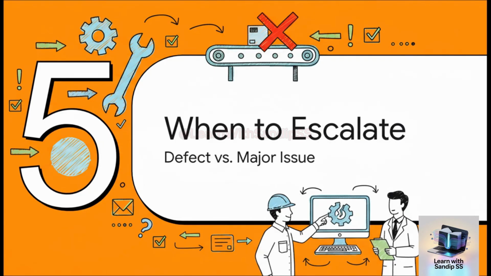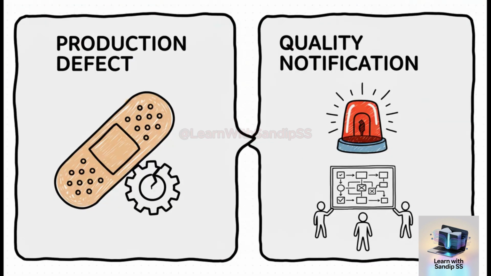Now, as you know, not all defects are created equal. This production defect we've been talking about is perfect for a lot of situations, but what if the problem is bigger? What if it's a major issue? Well, the system gives you a way to escalate that too. So the trick is knowing when to use which tool.